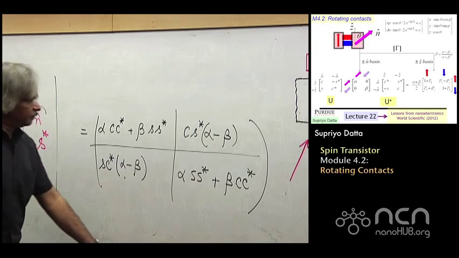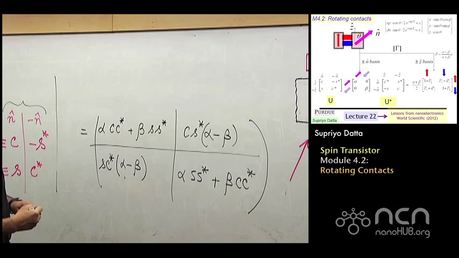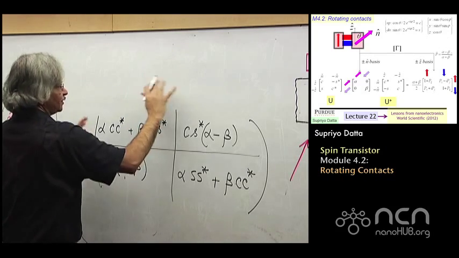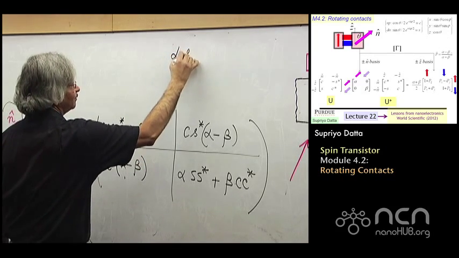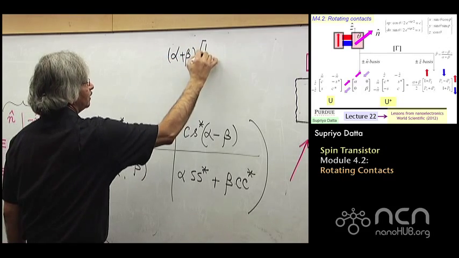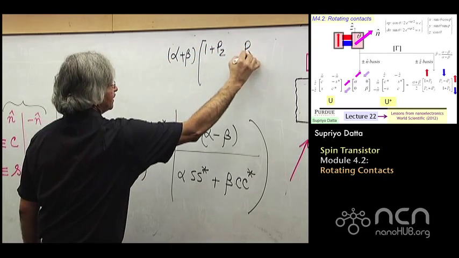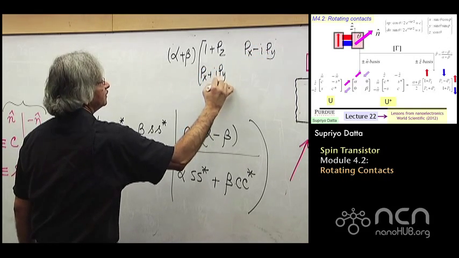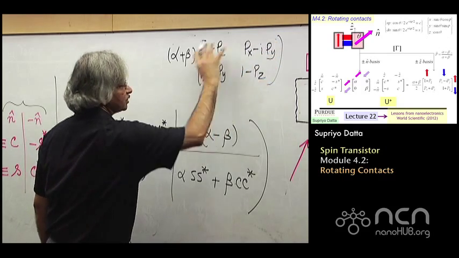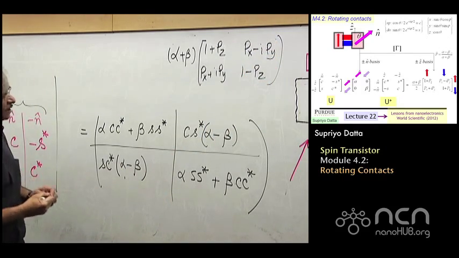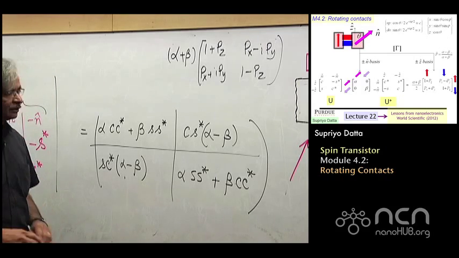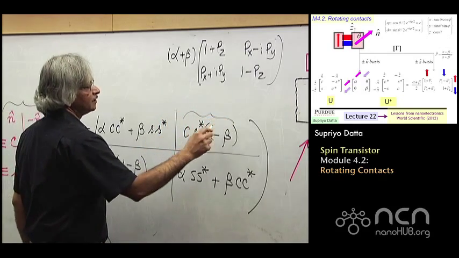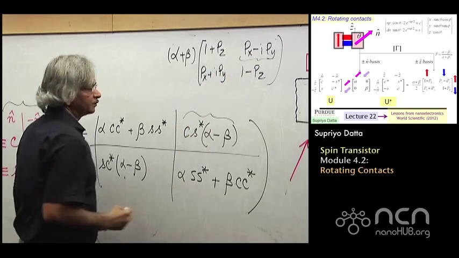Now, you'll remember the result we were trying to get was something like this: that after you're all done, this thing should look like alpha plus beta times this, 1 plus pz, px minus ipy, px plus ipy, and 1 minus pz. Okay? That's what I was trying to get. Now you can see easily with a little algebra that this is indeed giving you that. So let me show you that.